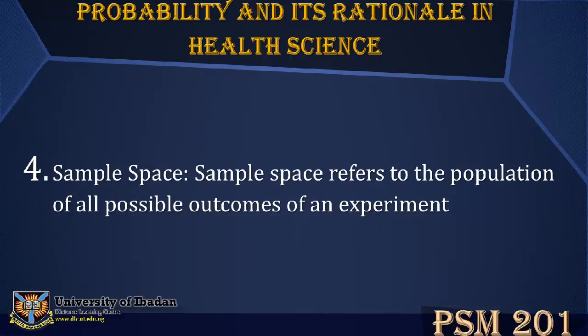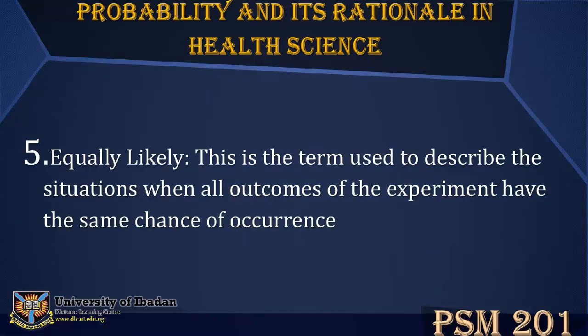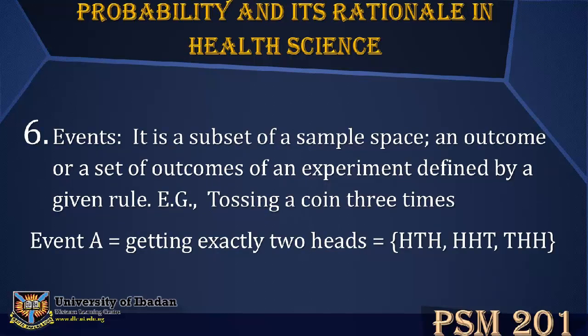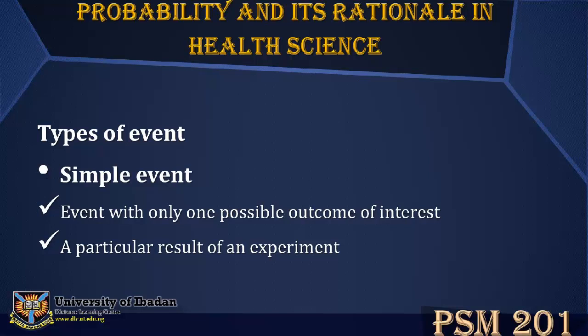Sample space. Sample space refers to the population of all possible outcomes of an experiment. Equally likely. This is the term used to describe the situation when all outcomes of the experiment have the same chance of occurrence. Event. It is a subset of the sample space, an outcome or a set of outcomes of an experiment defined by a given rule, e.g., tossing a coin 3 times. Event A, getting exactly 2 heads: HTH, HHT, THH.